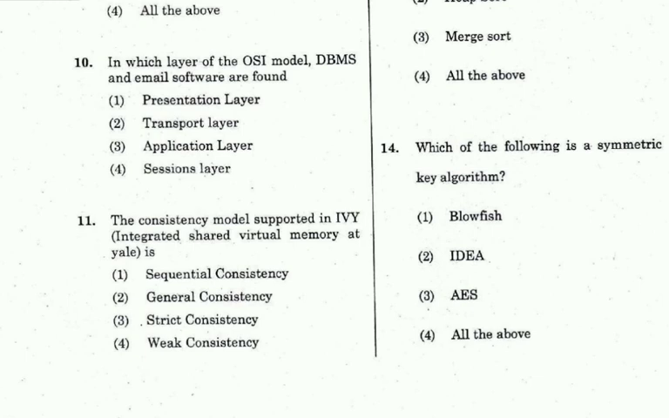Symmetric key cryptography uses the same key for both encryption and decryption. Some examples of symmetric key algorithms are Blowfish, AES, IDEA, etc. And for asymmetric cryptography, we use different keys for encryption and decryption. That means we use a public-private key pair. The example is RSA. So all of the above is the correct answer. All of them are symmetric algorithms.